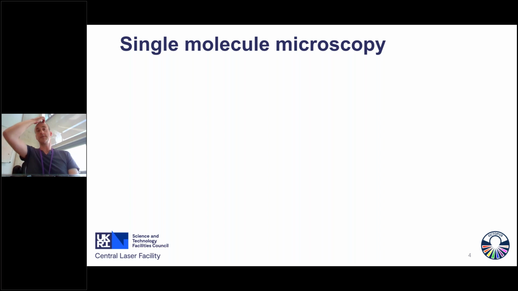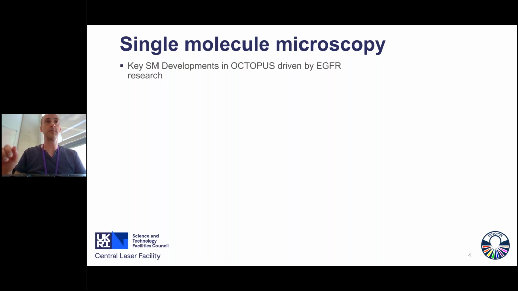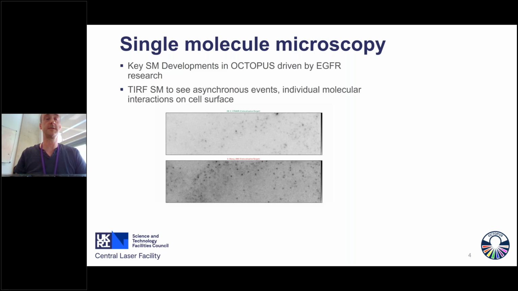So single molecule microscopy. Why do we use single molecule microscopy? As I say, key developments in Octopus on the single molecule side of things have been driven, some of them, by the EGFR study and the motivation to do that. So TIRF single molecule microscopy, that's where you use total internal reflection, so you end up illuminating a very thin layer on the surface of your sample. So that's essentially the molecules on the surface of your cell in the membrane, that reduces the emission from the background, and then you can get images like this.